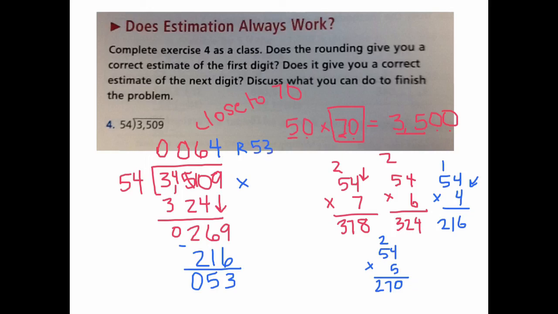So our answer then is 64 remainder 53, which seems pretty outrageous, but again, we're finding it with remainders instead of decimals this time with 2-digit divisors. And so we can see that our estimate again was close, but it wasn't spot on. So our final answer here is 64 remainder 53.